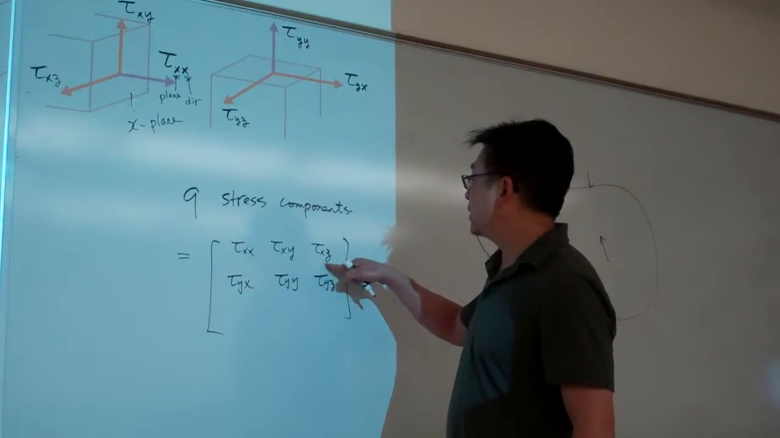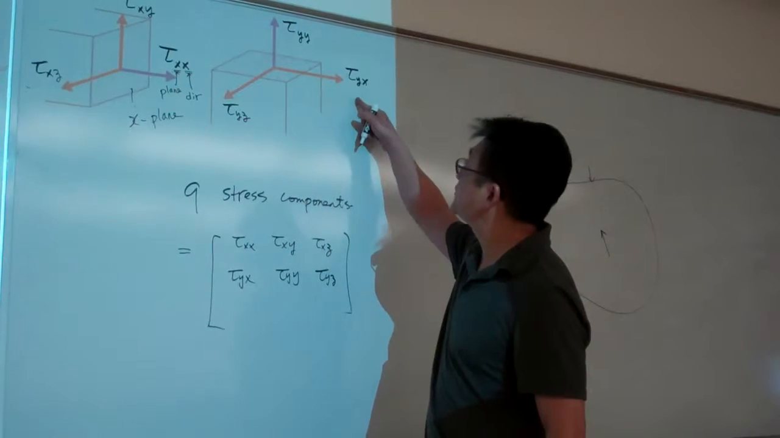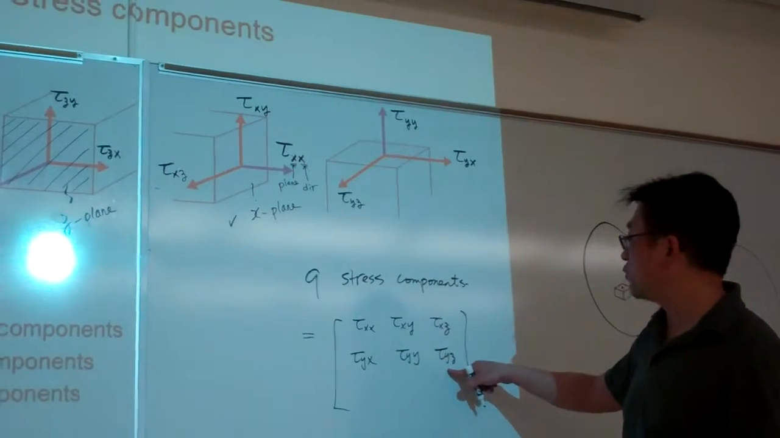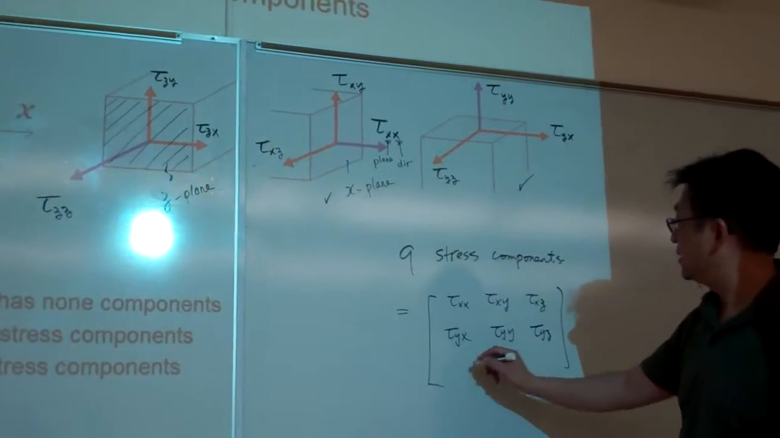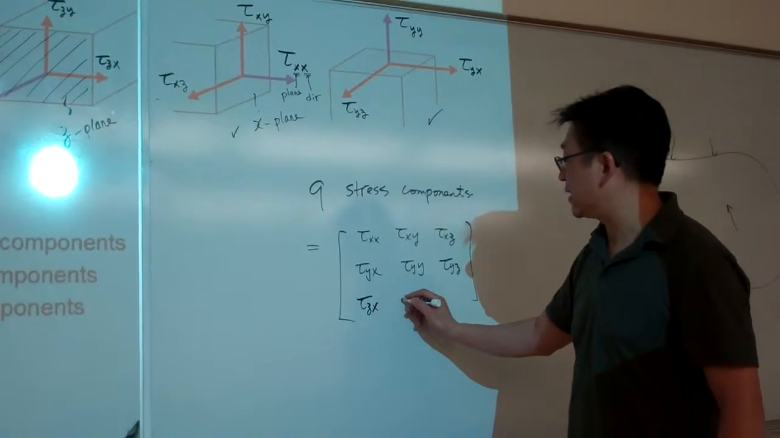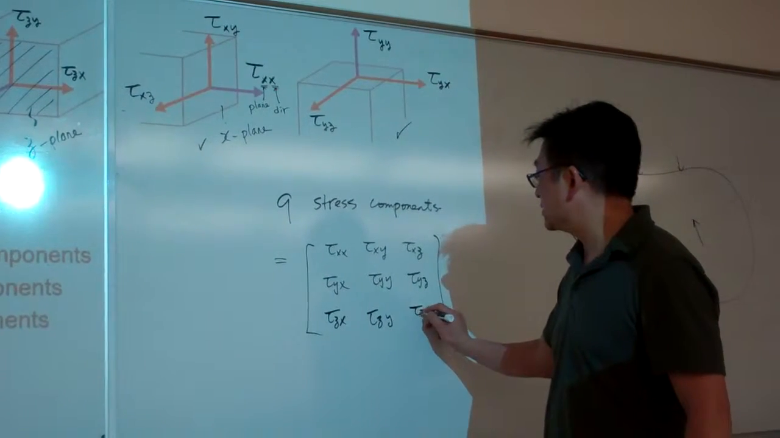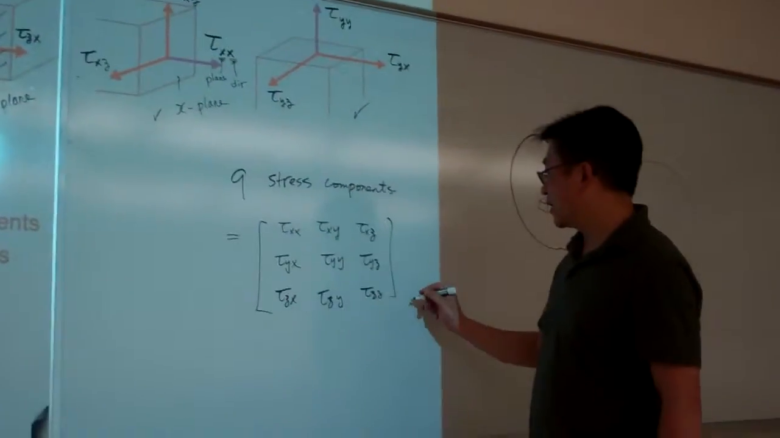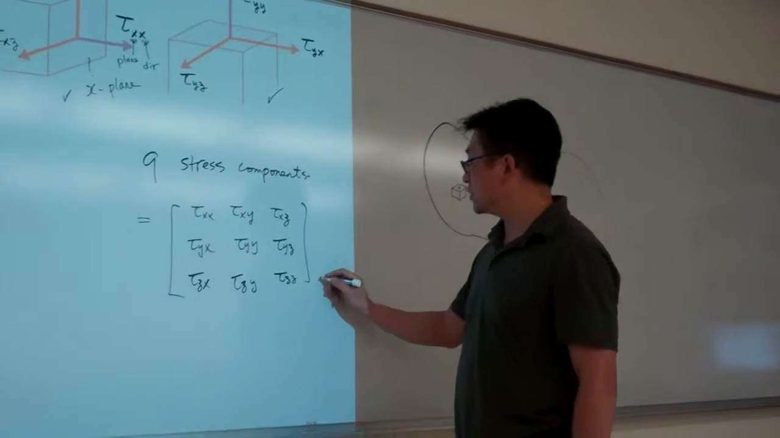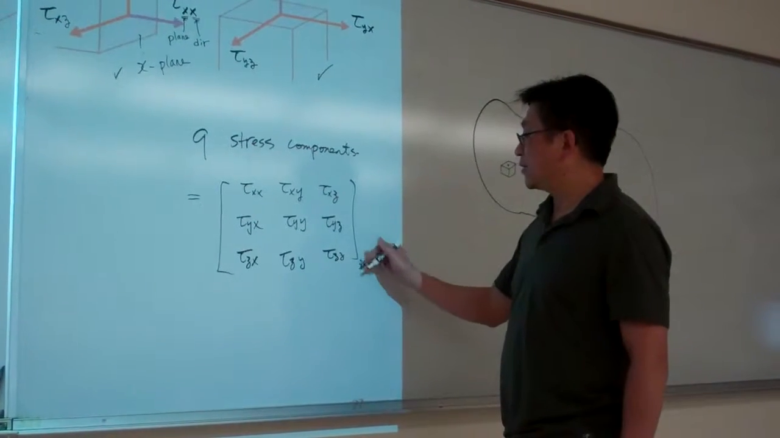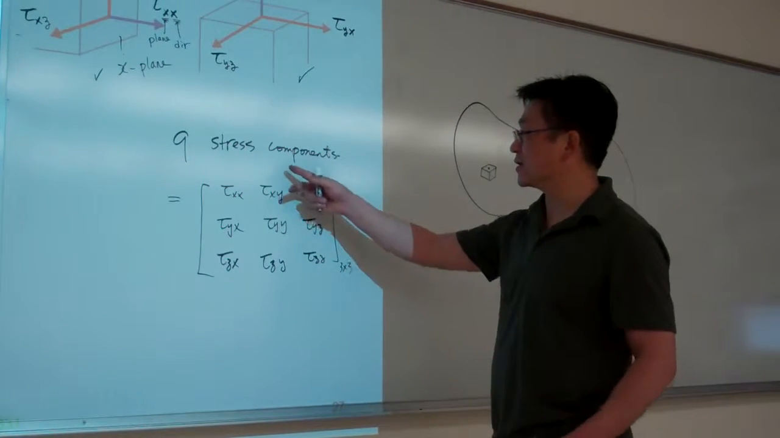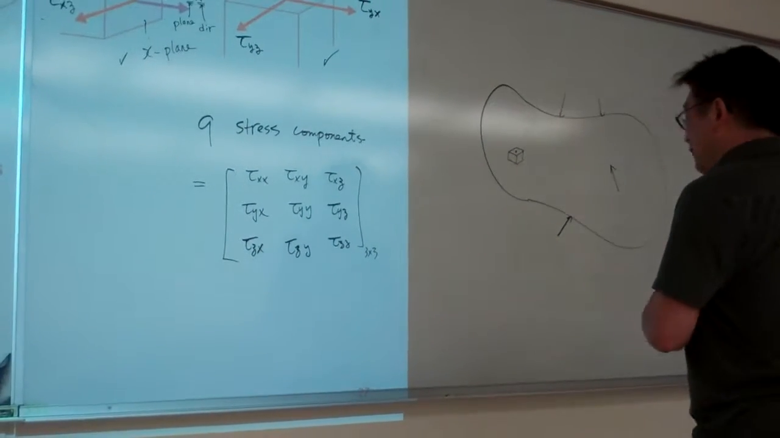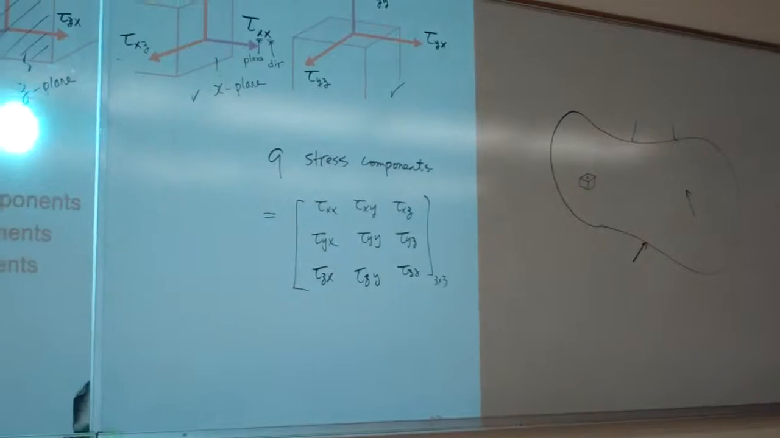The first row is xx, xy, xz, is this one. And the second row is yx, yy, yz, is this one. The third row is zx, zy, and zz. So the third row is about the z-plane things. So again, in mathematical expressions, we can use a 3x3 matrix to contain the nine stress components. Okay, and so that is the definition of the stress components here.